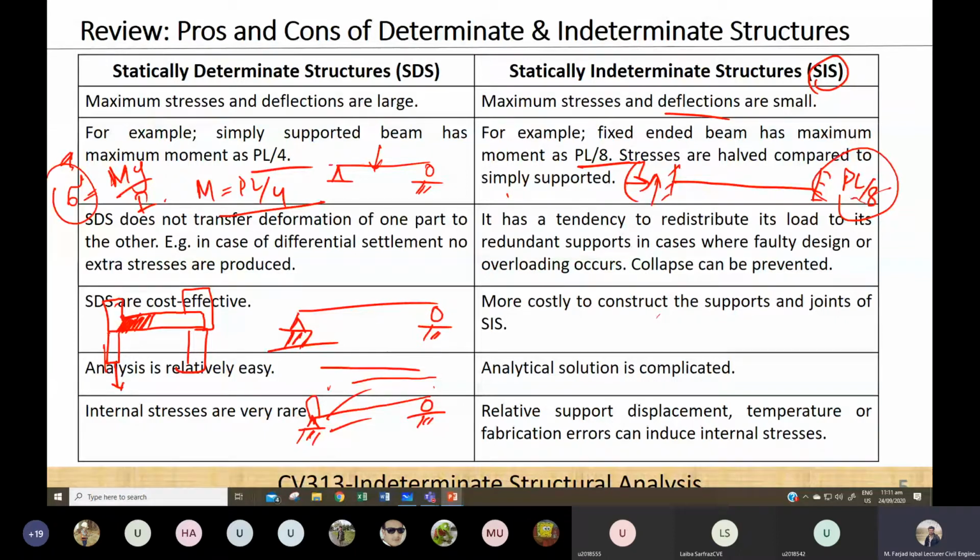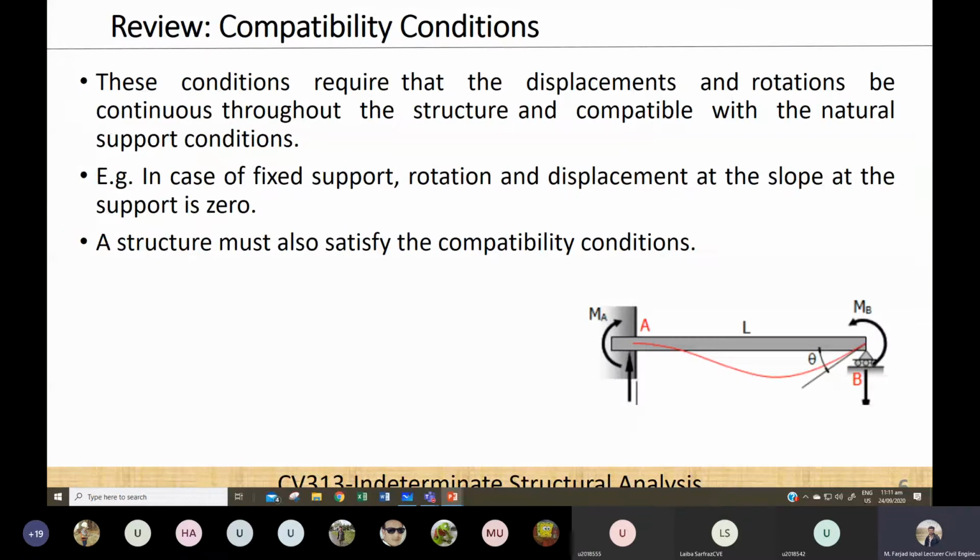So these are some differences between these two structures. And another important point is compatibility conditions. Previously, we have studied the equilibrium conditions that a structure should satisfy, and we have three conditions: sigma Fx is equal to 0, sigma Fy is equal to 0, and sigma moment is equal to 0. These are the equilibrium conditions that we use to analyze the determinate structure. But since these conditions are not sufficient to analyze the indeterminate structure, we have to look for other conditions, and those other conditions are the compatibility conditions.